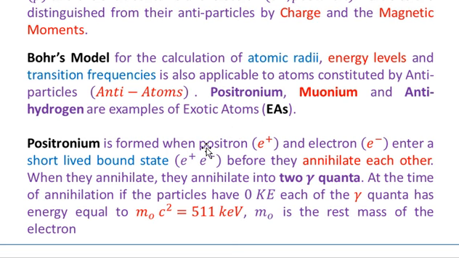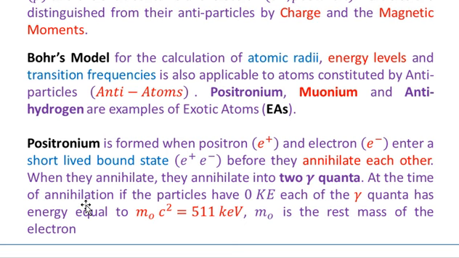Positronium. Positronium is formed when a positron, with a charge e+ equal to that of the positive electron, and an electron with the charge e- enter a short-lived bound state. That is, the bound state is due to the positron and the electron pair before they annihilate each other into two gamma quanta.